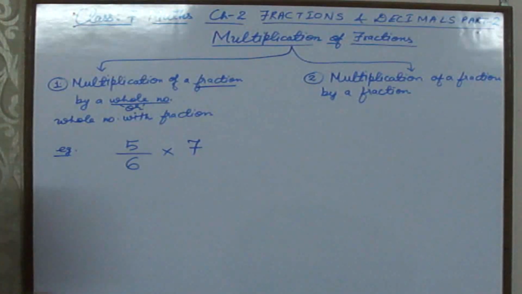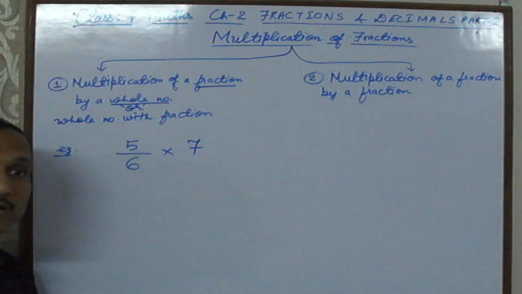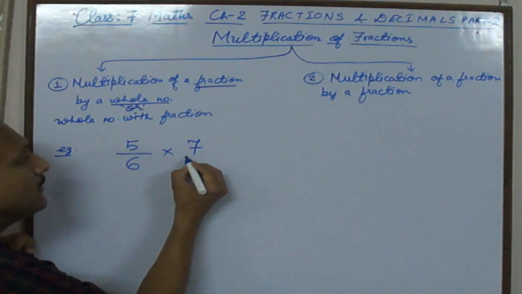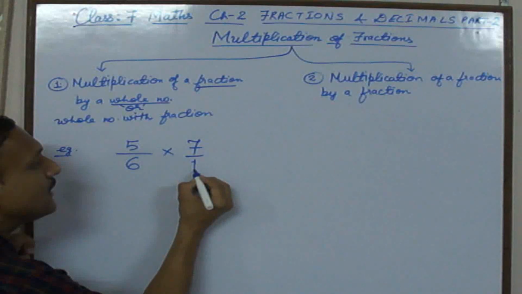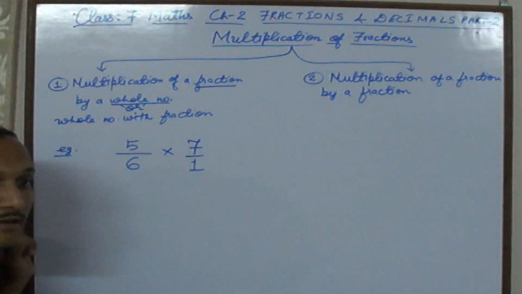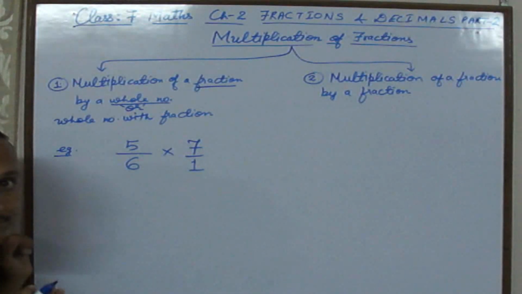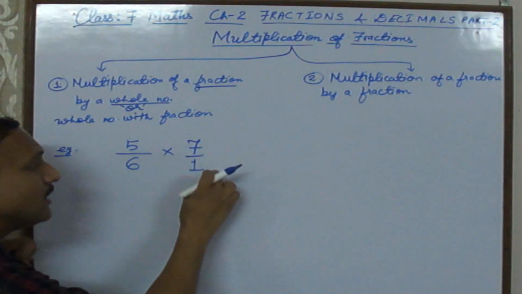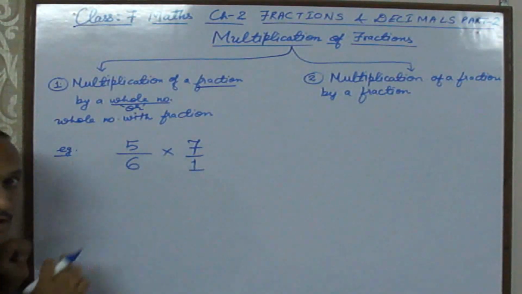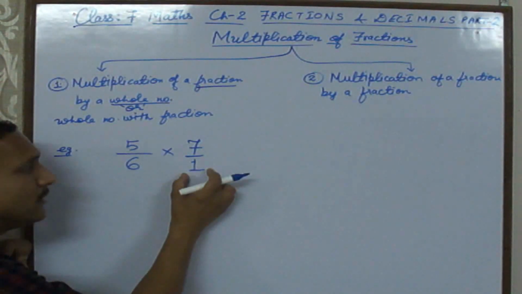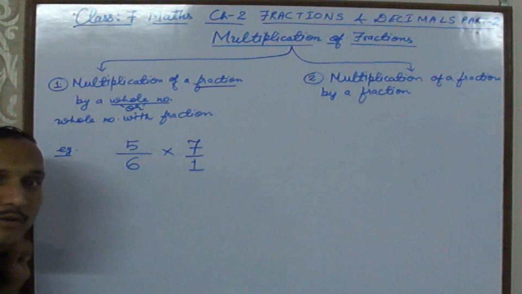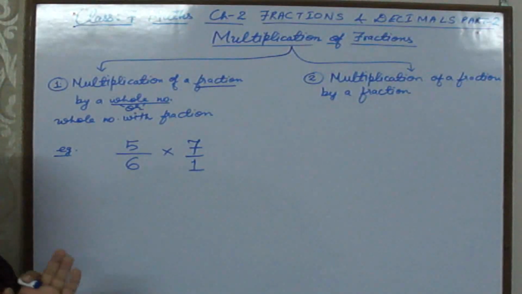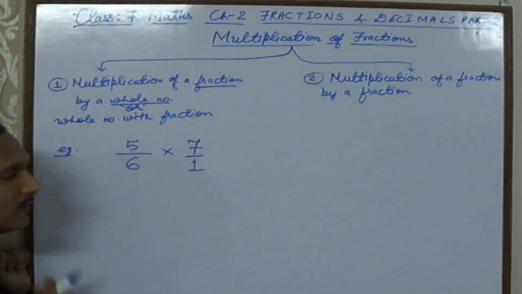Now let us multiply the fraction with the whole number. Whenever you need to multiply, make the whole number a fraction. How to make it a fraction? Divide by 1, that is, put the denominator as 1. Whenever we put denominator as 1, the number remains as it is, it does not change. 7 by 1 is 7, 9 by 1 is 9, 10 by 1 is 10, and so on. So this arrangement we have to do.